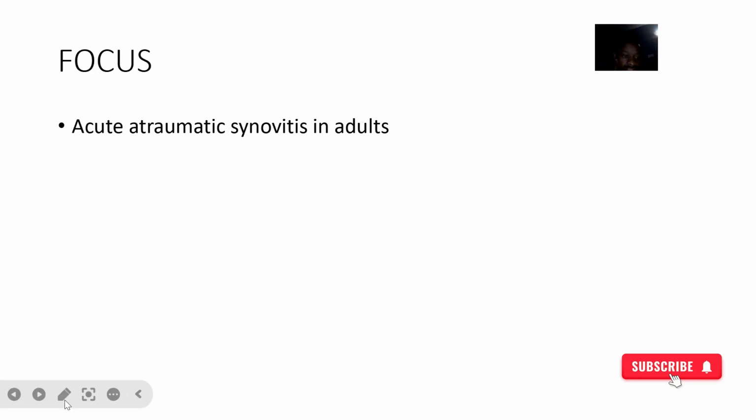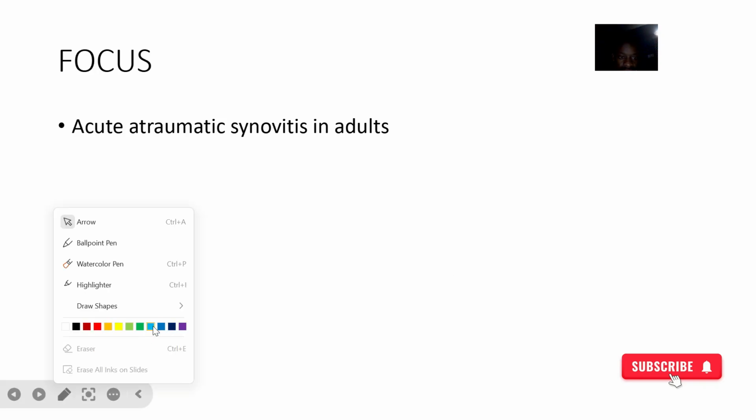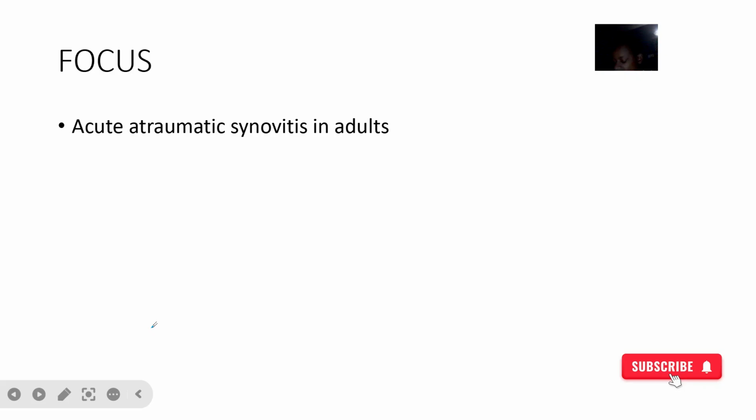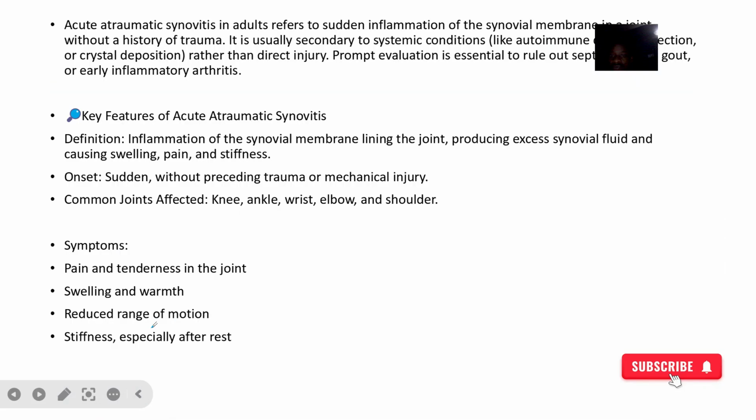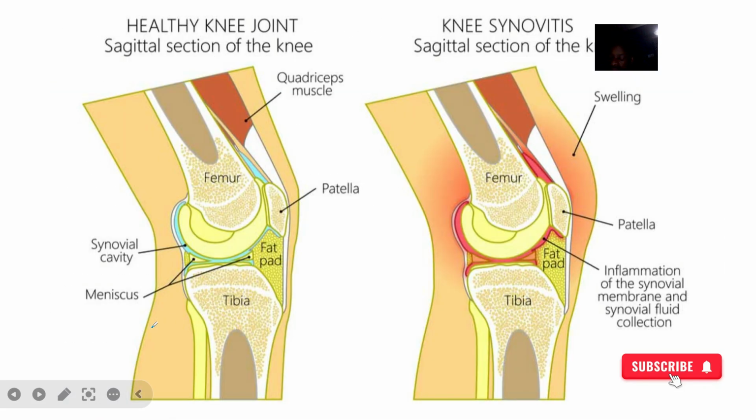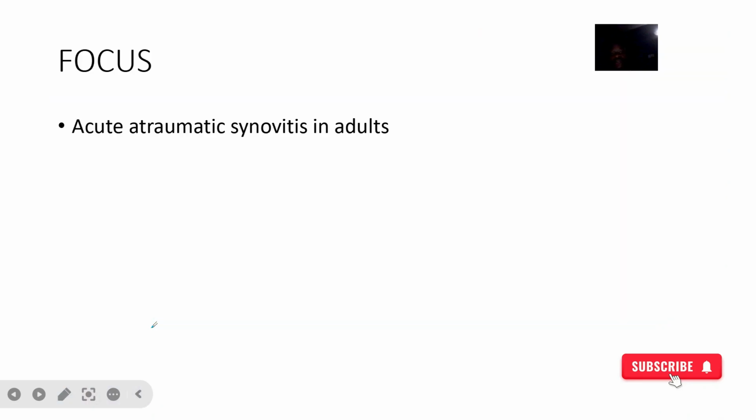All right, so we're looking at some other issues. Types of synovitis. So synovitis is simply what? Inflammation of the synovium. Okay, so this one is known as the acute atraumatic synovitis.